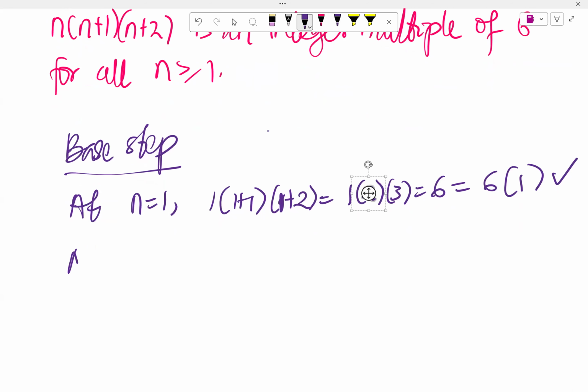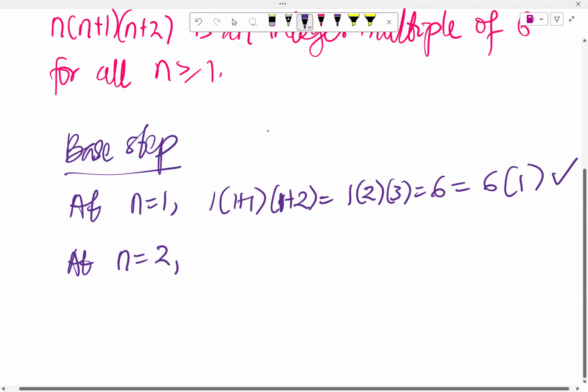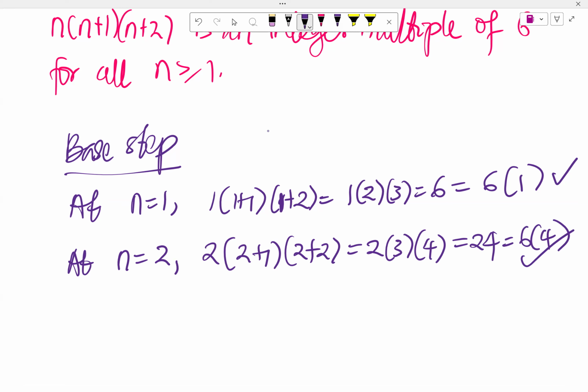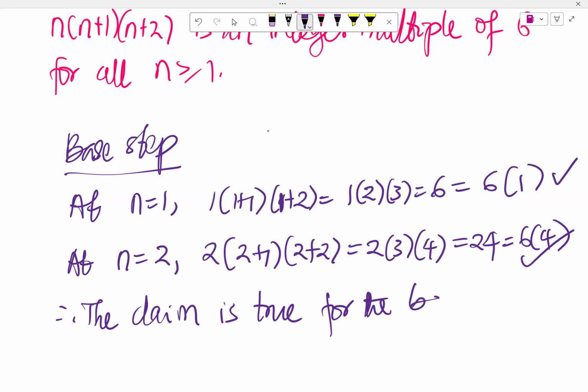Then I would like to take that further and say at n equals 2, that's 2 into 2 plus 1 into 2 plus 2, right? That is 2 into 3 into 4. That is 2 times 3, 6. 6 times 4 is 24. And of course, 24 is 6 times 4, which is also a multiple of 6. So the base step is satisfied. Therefore, the claim is true for the base step.